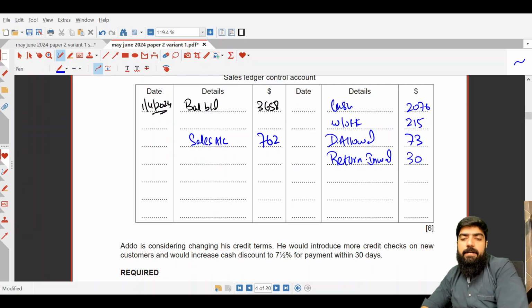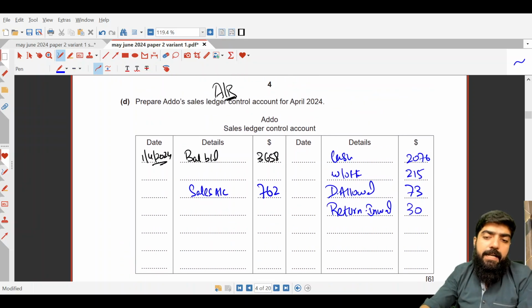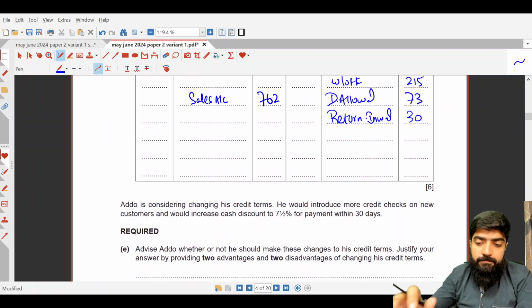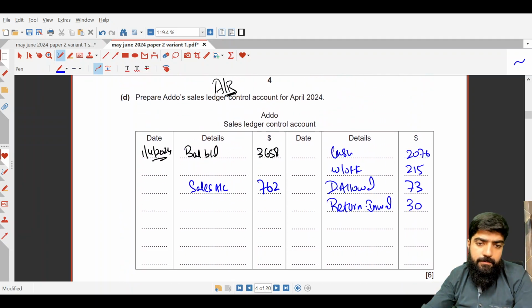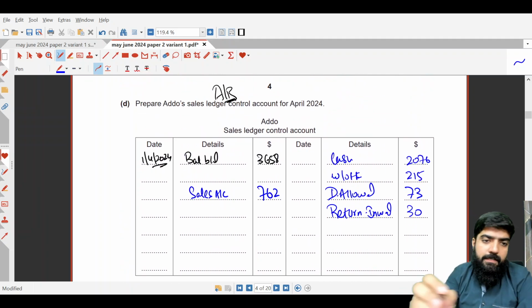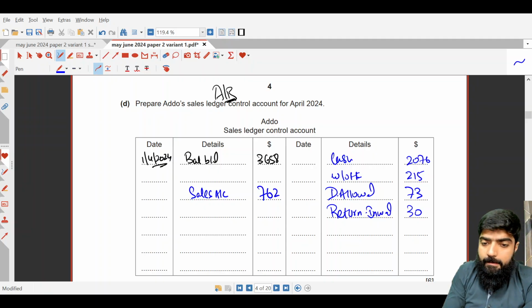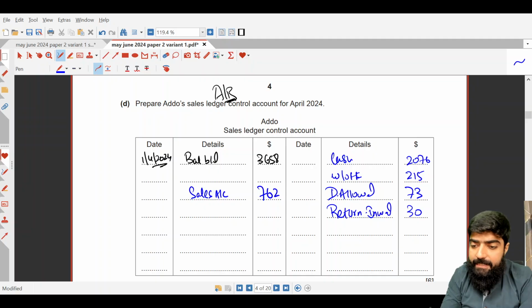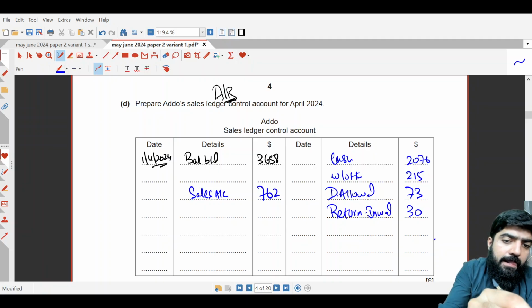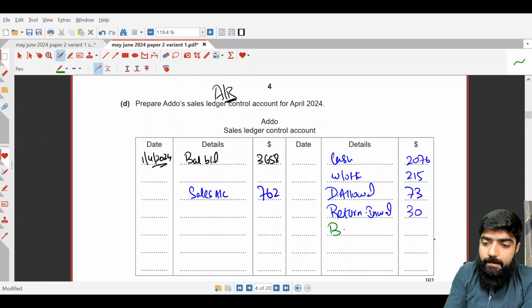Okay, return inward is $30, which is credited. Is there any other transaction that should be posted in the sales ledger control account? No. I don't think so. Okay, can you please calculate the closing balance? 4420. 4420 closing balance CD. Oh, close balance. Okay, wait. Balance CD. So, wait a minute. 3658 plus 250 plus 73 plus 30.